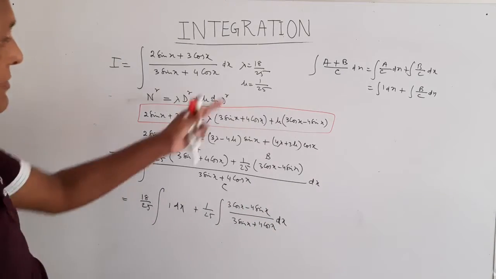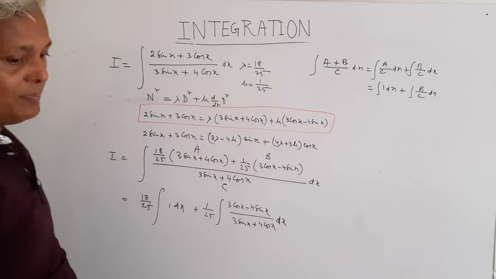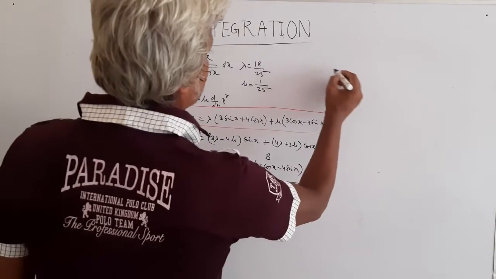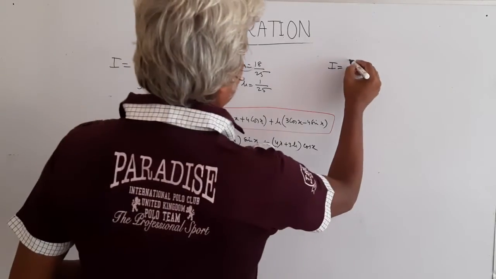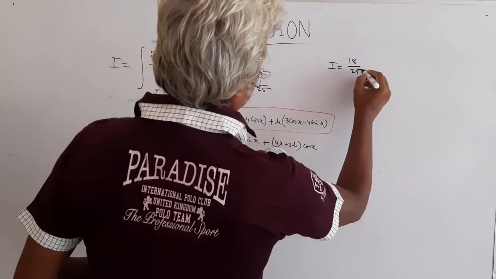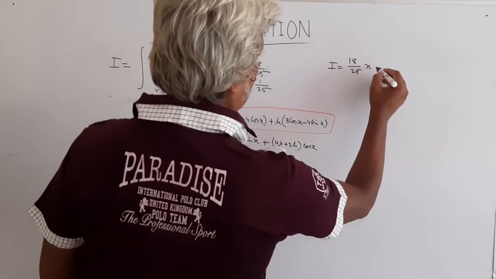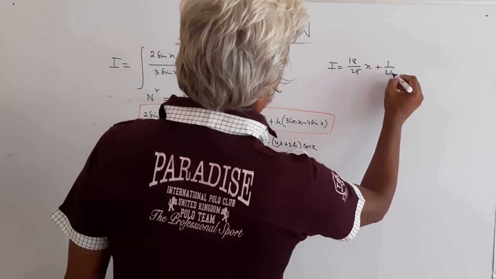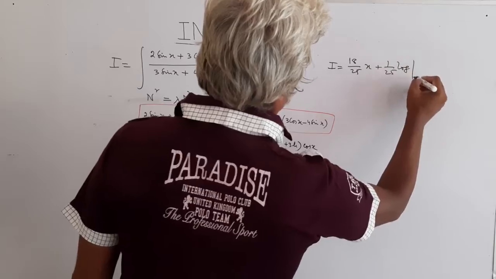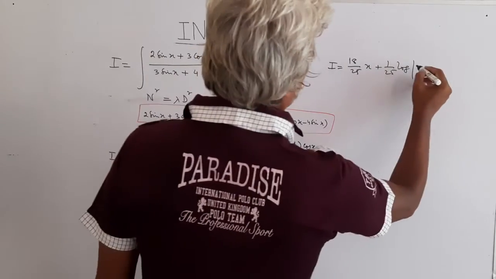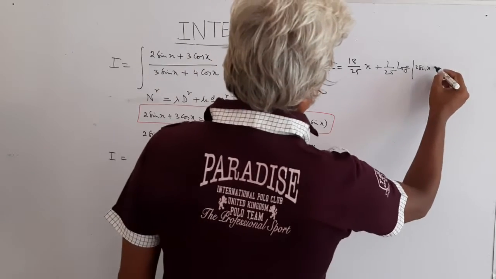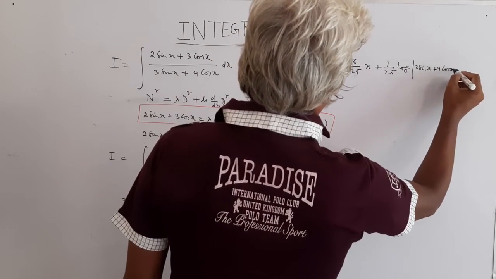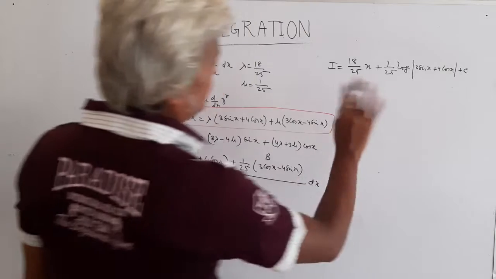So now let me go on that side and I remove that part. So here my final answer becomes: I will be 18 over 25 x plus 1 over 25 log mod 3 sin x plus 4 cos x. This is the final answer.